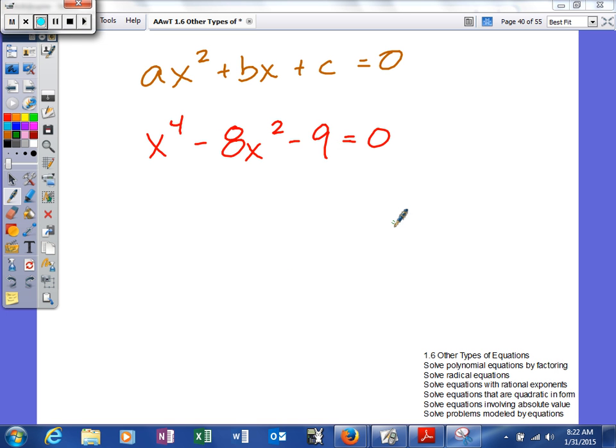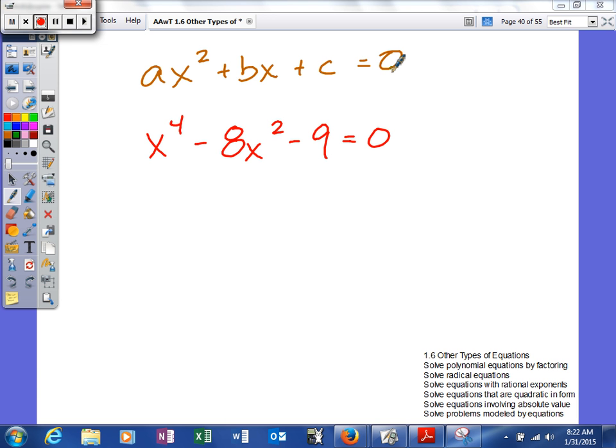Alright, what we're going to look at next is equations that are what we like to call quadratic in form. And the reason they're quadratic in form is because this is an example of a quadratic right here. So ax squared plus bx plus c is equal to 0. And the reason it's quadratic in form, two reasons.